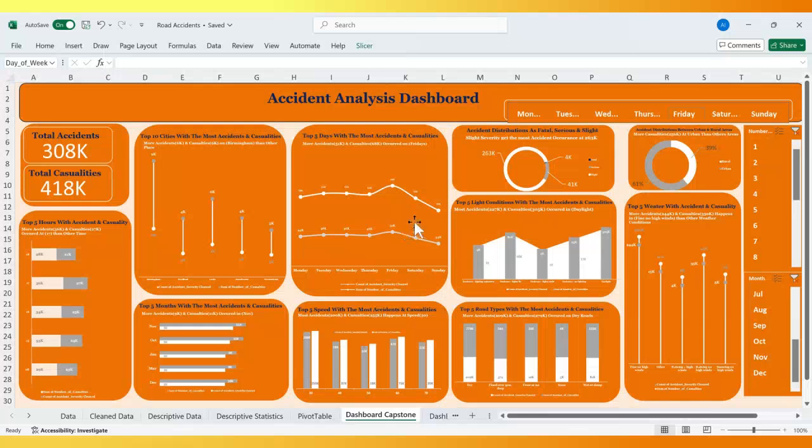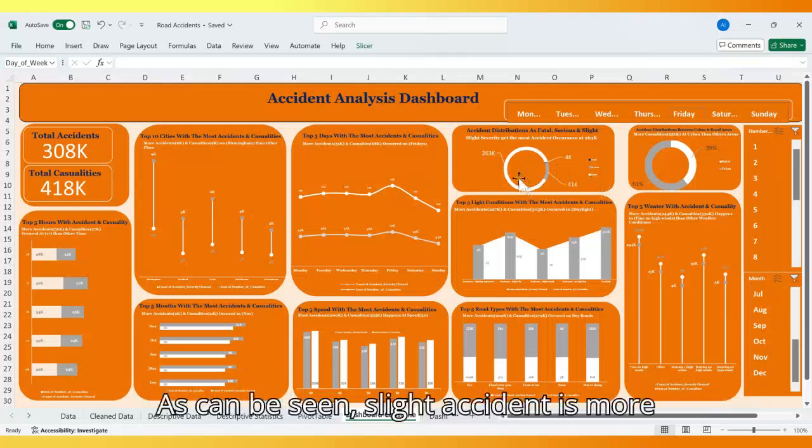Let's look at the accident severity distribution. This chart shows accident severity. Most accidents are classified as slight, rather than fatal and serious. This is consistent with typical urban-driven environments where minor collisions are more common. As can be seen, slight accidents are more numerous here.